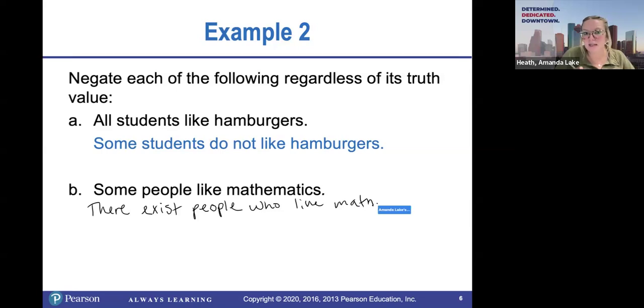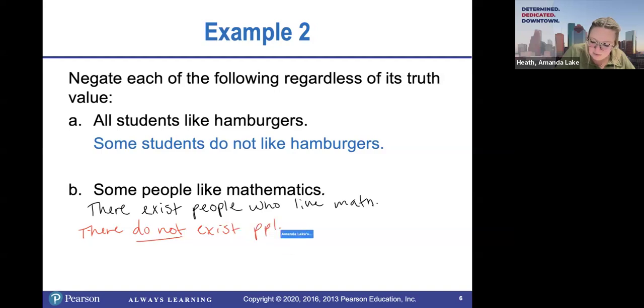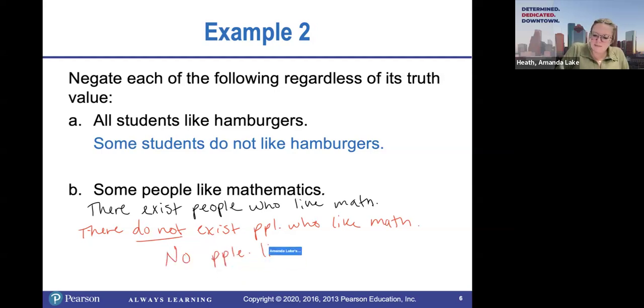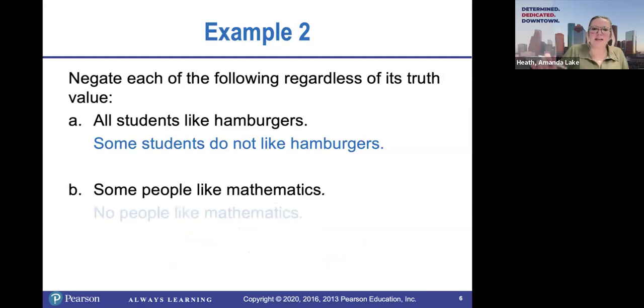That's the same thing. So to negate that, we could say there do not exist people who like math. So to simplify that, we would say no people like math. So the negation of some people like mathematics is no people like mathematics.